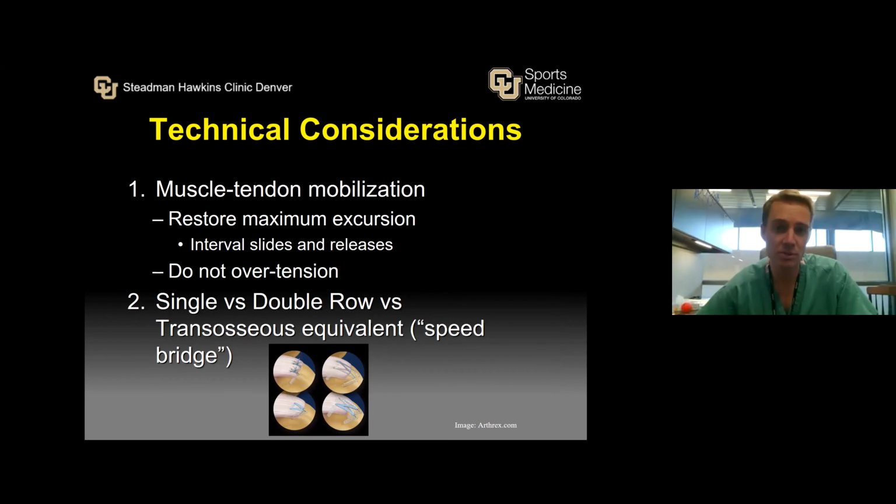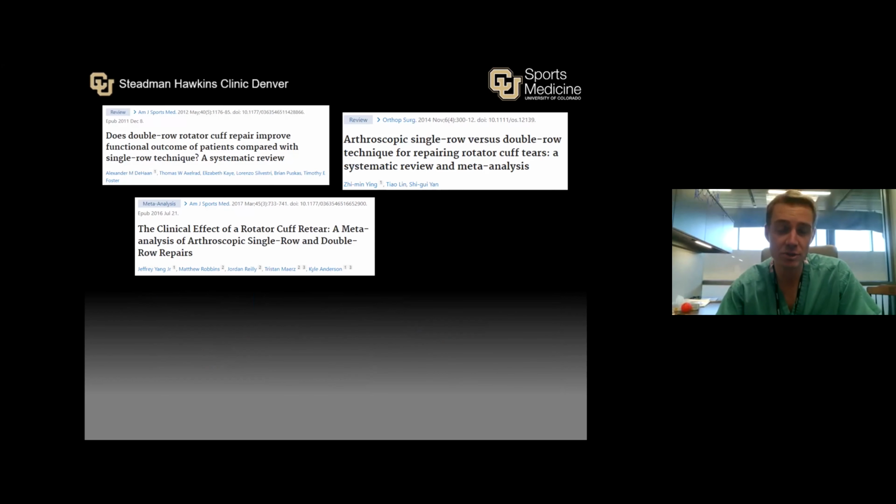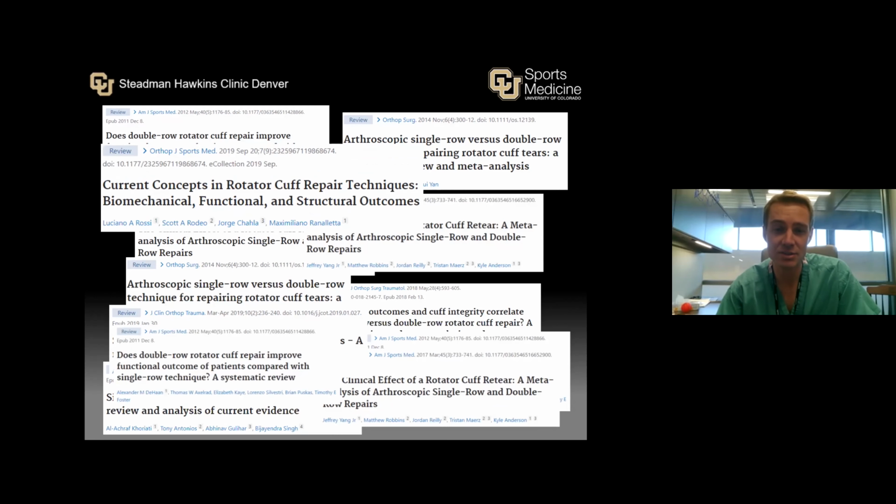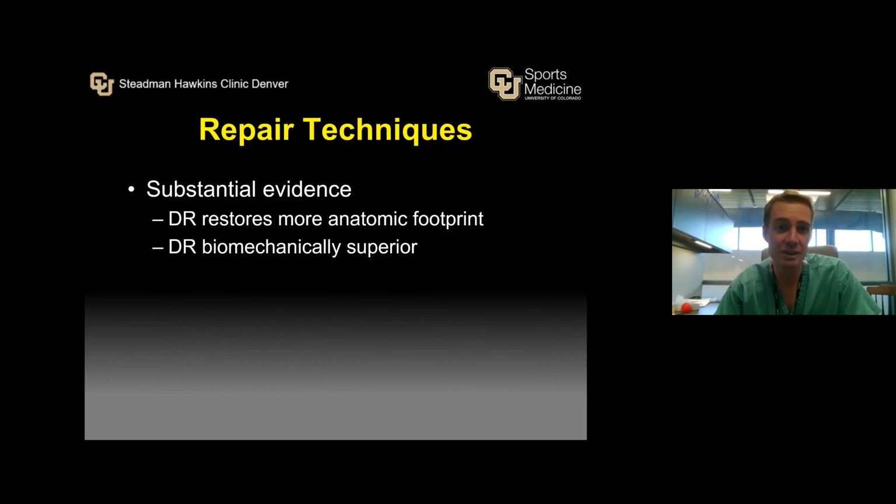I think Dr. Braden is going to discuss some slides and tendon transfers, and our main goal is not to over-tension this repair. There's a lot of discussion and information about the technique of single versus double row, which is just how we repair the tendon, and multiple rows of anchors versus 1 row, versus this kind of speed bridge, transosseous equivalent type techniques. And just a PubMed search, you can literally get information for days about that. And we know a lot. So a lot of evidence.